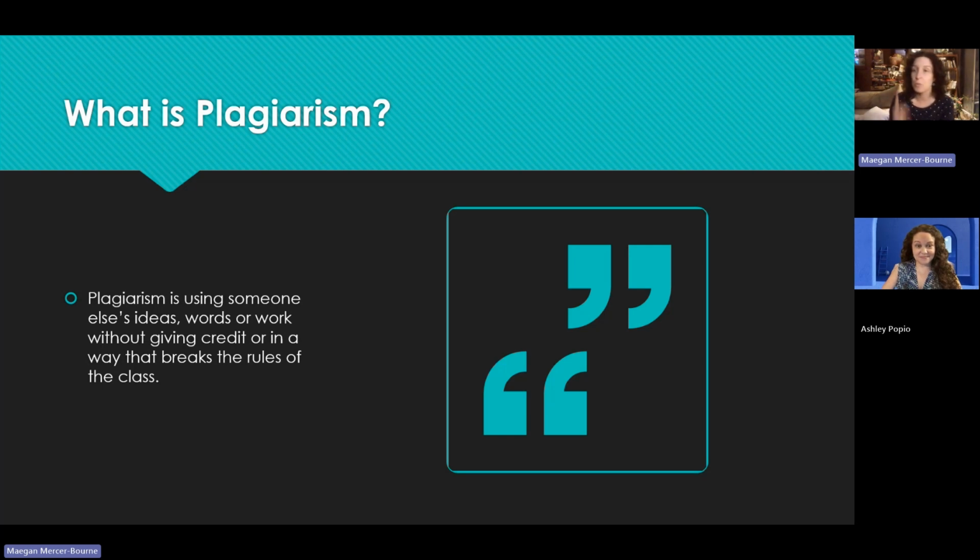or in a way that breaks the rules of the class. So every class is going to be a little bit different as far as what that instructor will call plagiarism, especially when we're getting into all the different forms of generative AI. Some instructors are going to have different policies about that. So it's very important to make sure that you read your syllabus and you ask your instructor questions about what qualifies as plagiarism in your class, whether that's a computer class or an English class or a math class. Very important to keep that in mind.